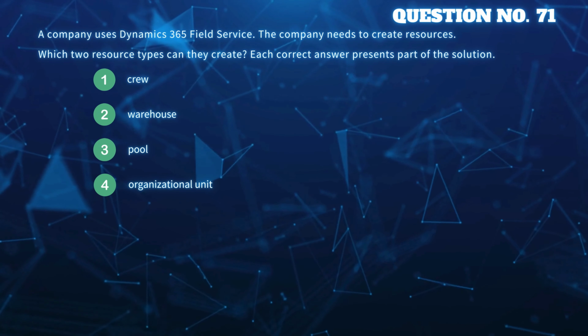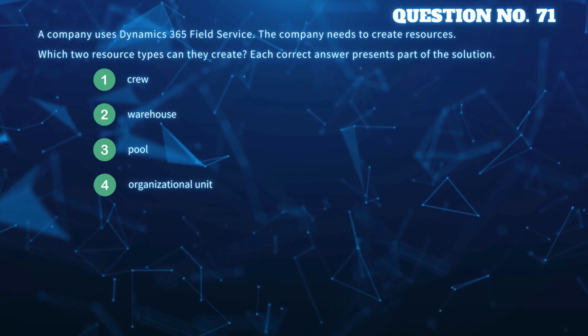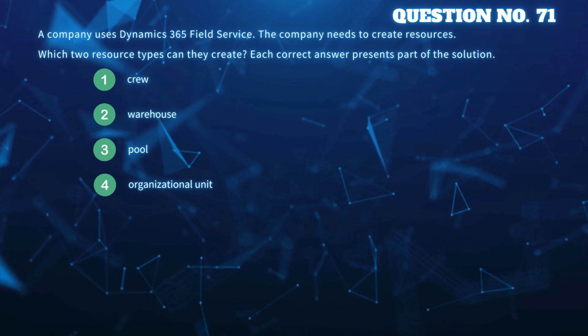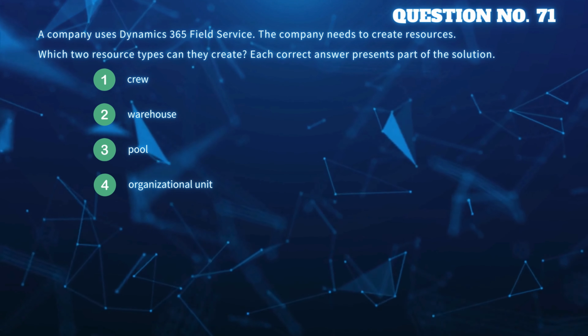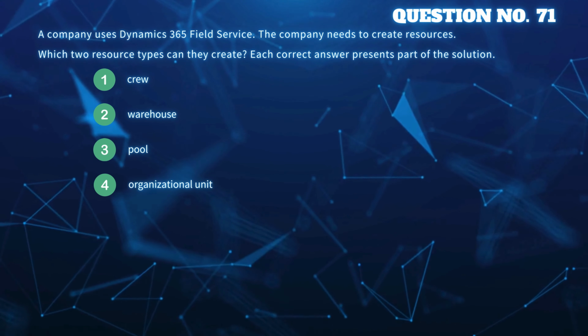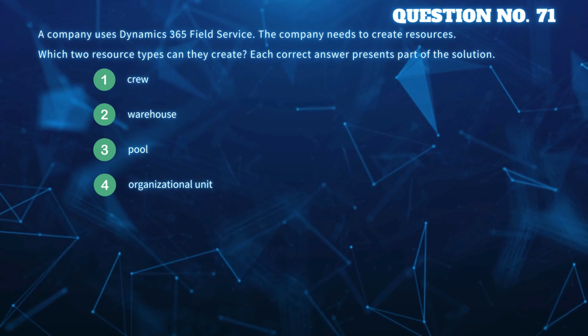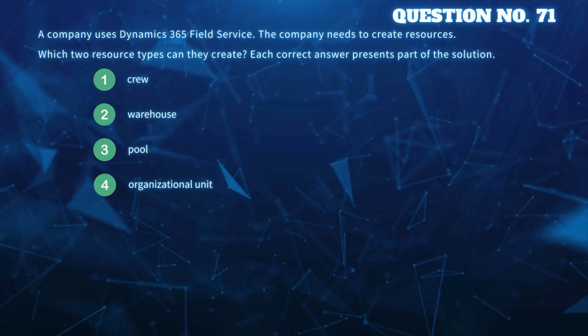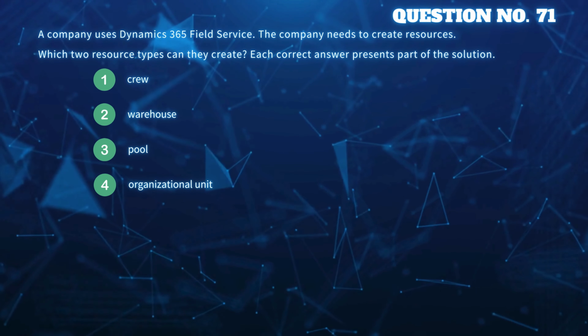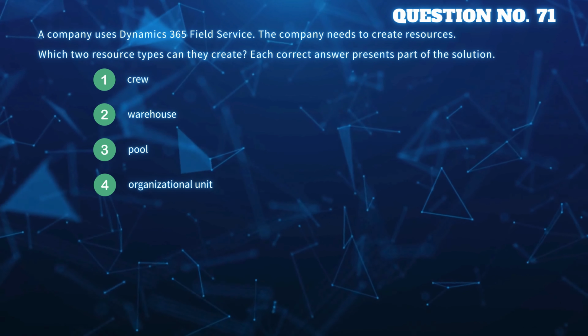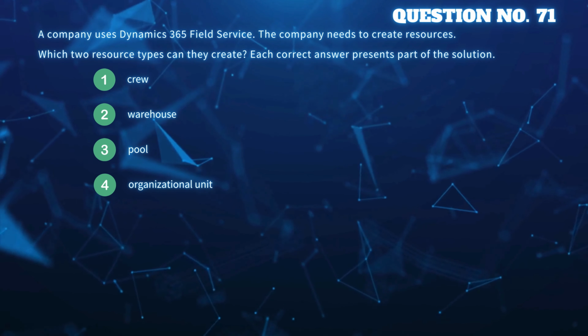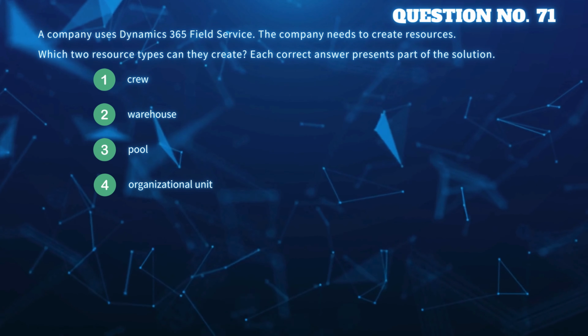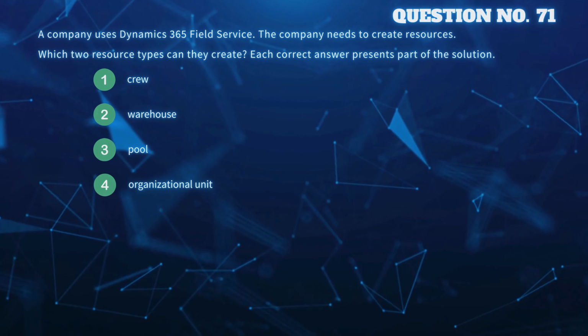A company uses Dynamics 365 Field Service. The company needs to create resources. Which two resource types can they create? Each correct answer presents part of the solution. Option 1, Crew. Option 2, Warehouse. Option 3, Pool. Option 4, Organizational Unit.